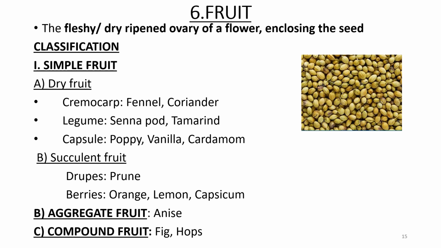Next, the sixth one is fruit. It is a fleshy or dried, ripened ovary of a flower enclosing the seed. It is classified into simple fruit, aggregate fruit, and compound fruit mainly. First one is simple fruit, that is divided into dry fruit and succulent fruit. Dry fruit is again divided into cremocarp, example is fennel and coriander; then legume, senna pod and tamarind; then capsules, poppy, vanilla, cardamom, amla, etc. Then succulent fruit, example drupes, that is prune; berries, orange, lemon, and capsicum. Then aggregate fruit is anise. Then compound fruit is fig, hops, etc.